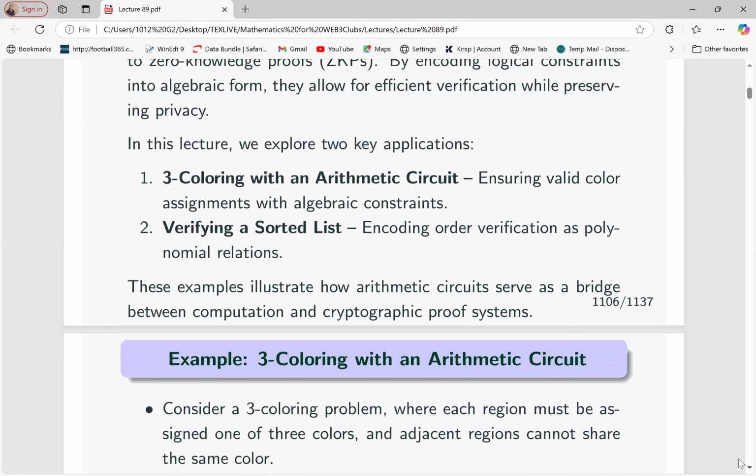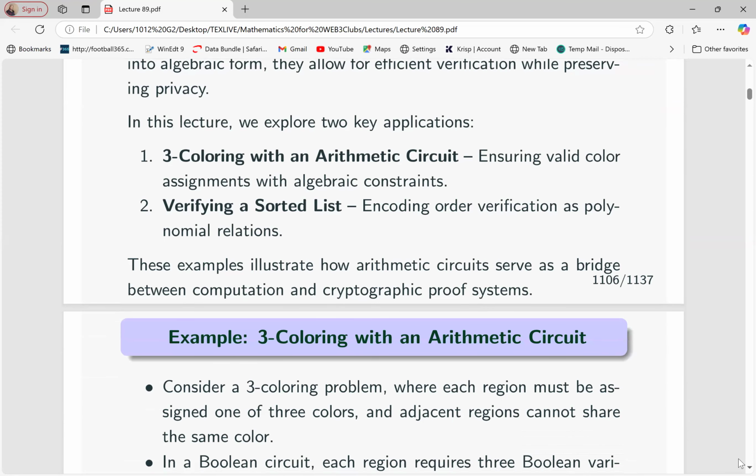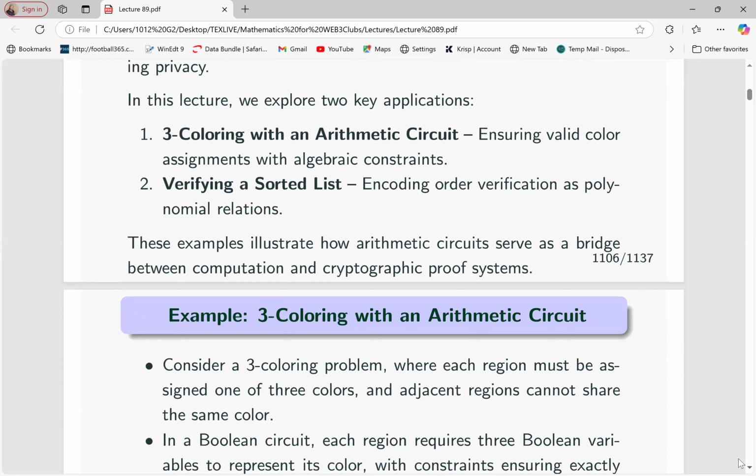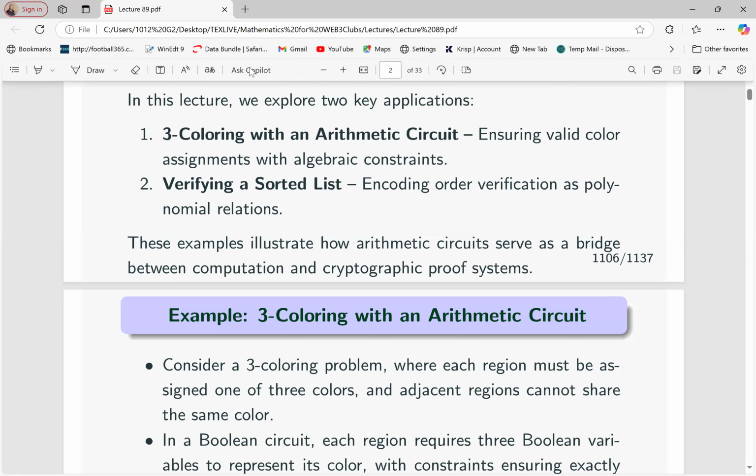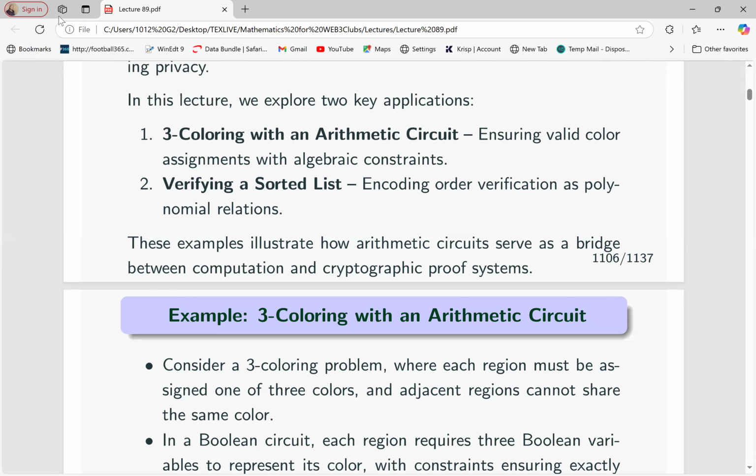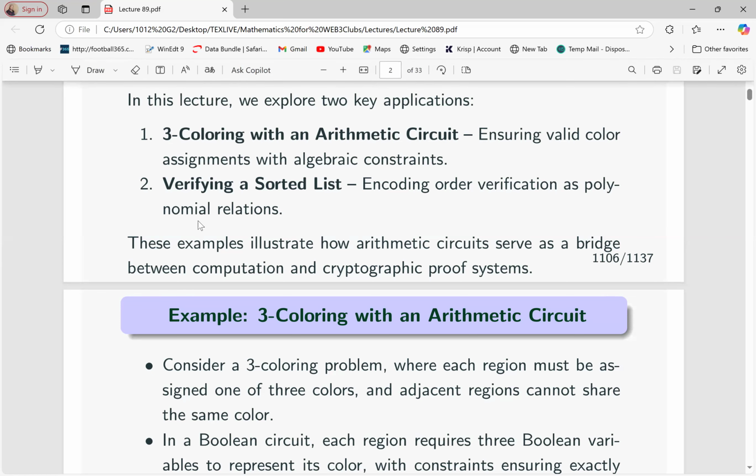So we begin by looking at the example of the three coloring with the arithmetic circuit. What we'll be looking at at this point is where we are given a region that is subdivided into different subregions, of course neighboring each other. And we want to color each of the subregions with a color. So we only have three colors, but we want to ensure that neighboring subregions do not have the same color. So that is what we'll be looking at.